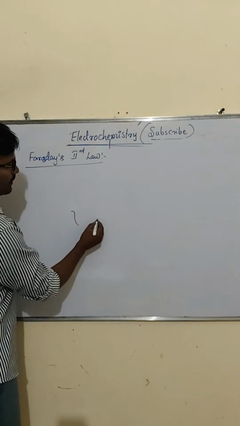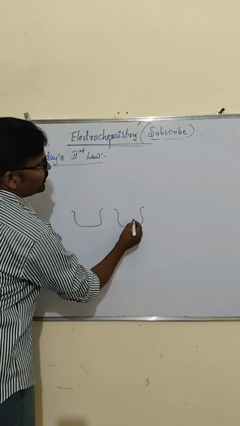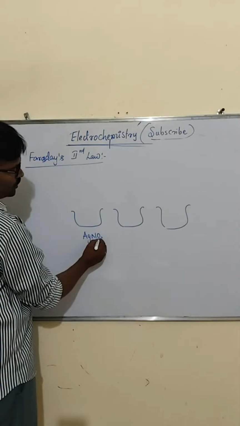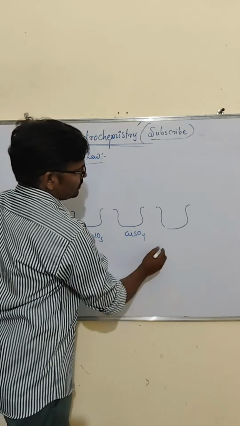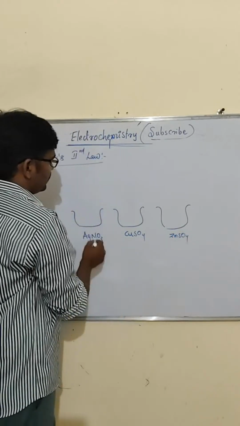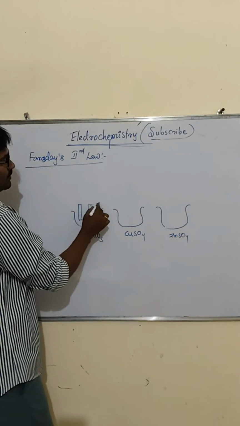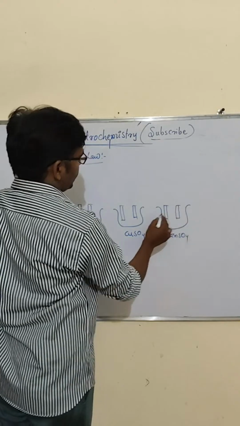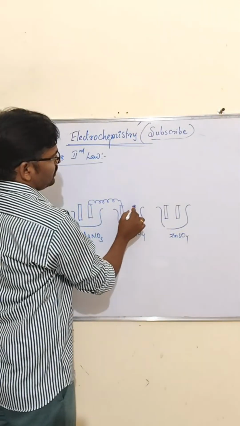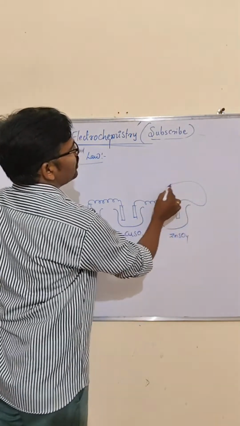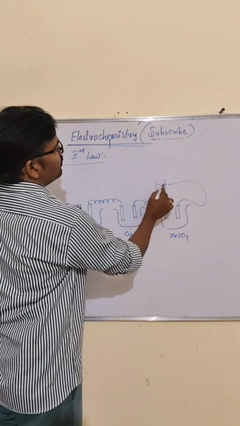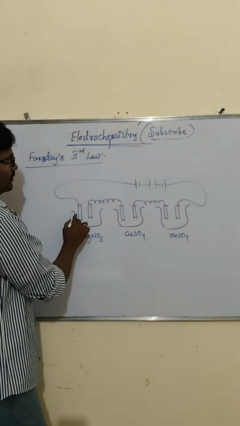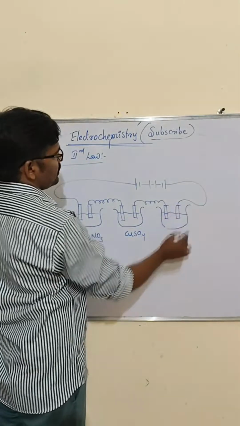For example, I have taken 3 different electrolytic solutions. One is AgNO3 solution, one more copper sulfate solution, one more zinc sulfate solution. So all are having electrodes like this. All these electrodes are connected one to another like this, then these all are connected with a battery like this.